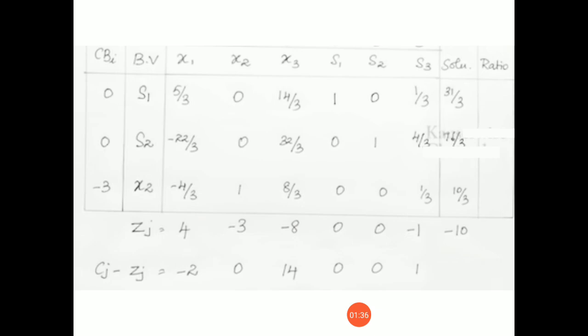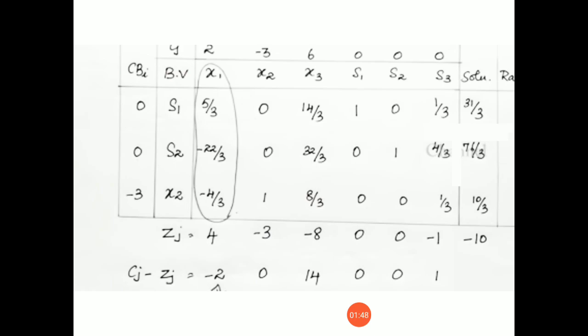So the next step is we need to find the most negative value in the row of Cj minus Zj. Now as you can see, the most negative value is minus 2. So minus 2 is the most negative value and we will encircle the column corresponding to minus 2, and that column is known as the key column.